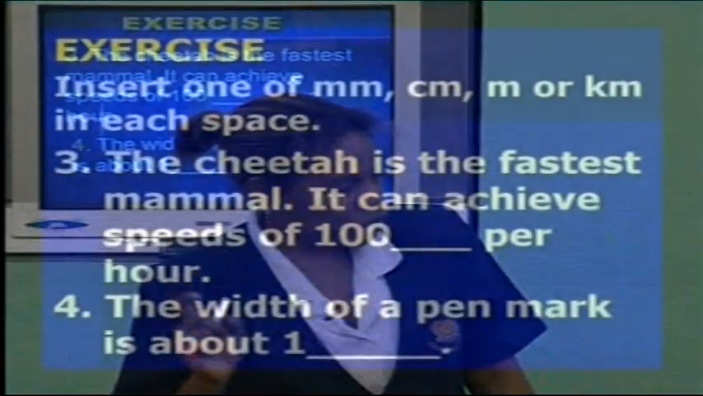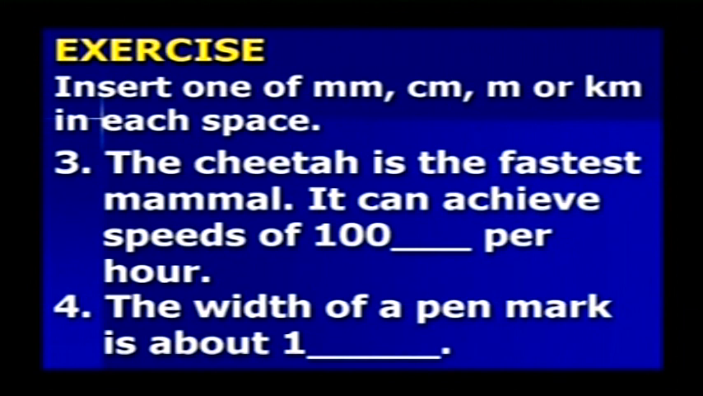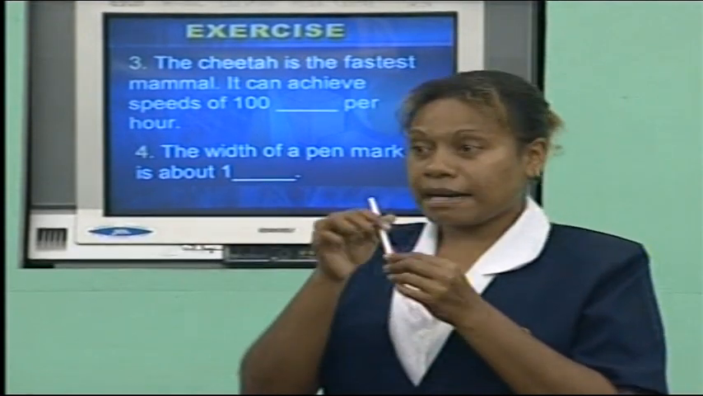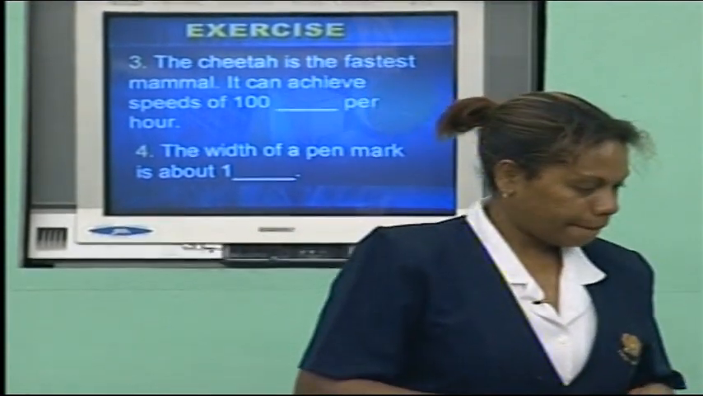Number 3, the cheetah is the fastest mammal. It can achieve speeds of 100 kilometers per hour. And number 4, the width of a pen mark is about 1 millimeter. In case some of you might have got confused and measured the width of the pen, it's asking for the pen mark, which is 1 millimeter.